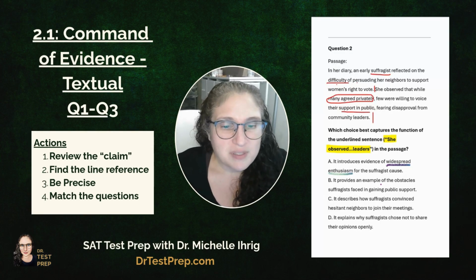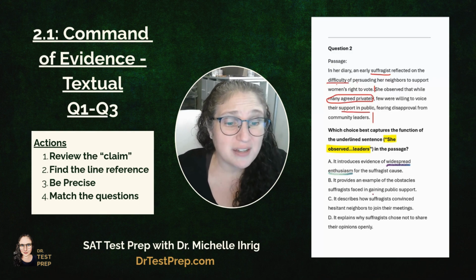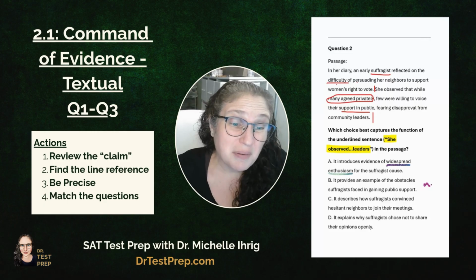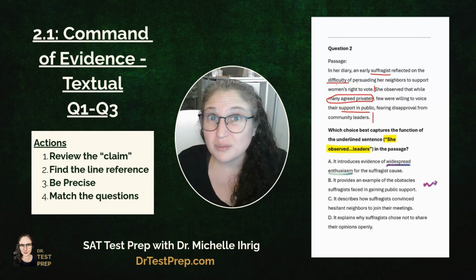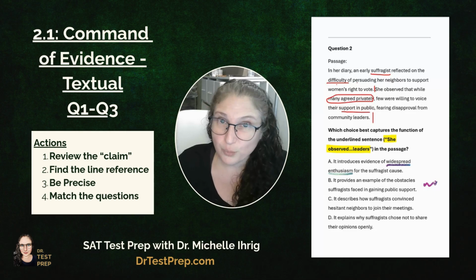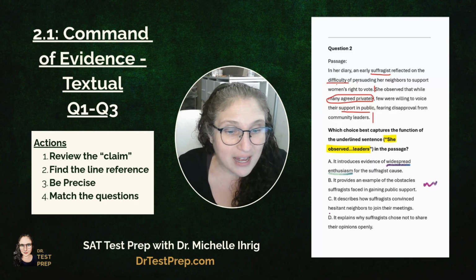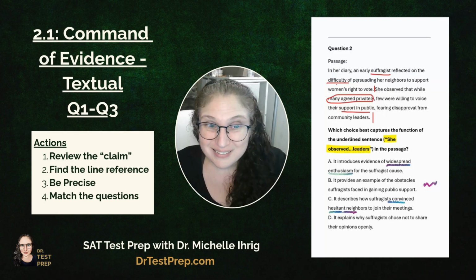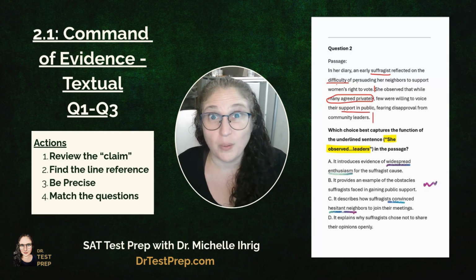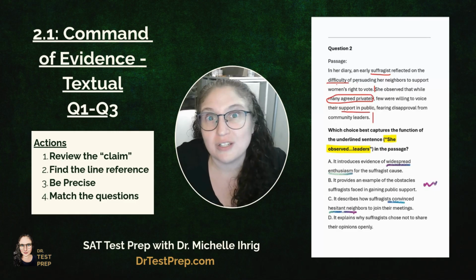It provides an example of obstacles suffragists faced in gaining public support. That seems like it could be pretty good. An obstacle is like people supported privately but not publicly. That could work. It describes how suffragists convinced hesitant neighbors to join their meetings. I mean, is it true that there were hesitant neighbors? Yes. Does it say anything about them going publicly to meetings? No. So this is a good example of a good distractor.